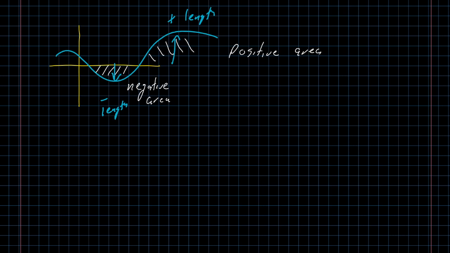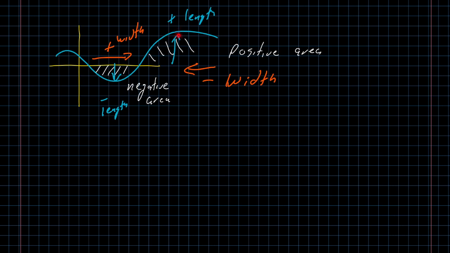Well, why not do the same thing for the x-axis as well? If you're moving from left to right, then you have a positive width. But if you were to move from right to left, you would have a negative width. And so there it is.